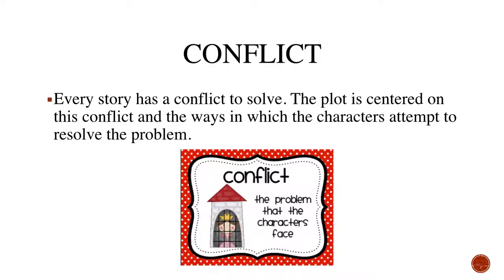The last story element we will talk about is conflict. Every story has a conflict to solve. The plot is centered on this conflict and the ways in which the characters attempt to resolve the problem. A conflict of a story, for example, is when the big bad wolf tries to blow the 3 little pigs' house down.